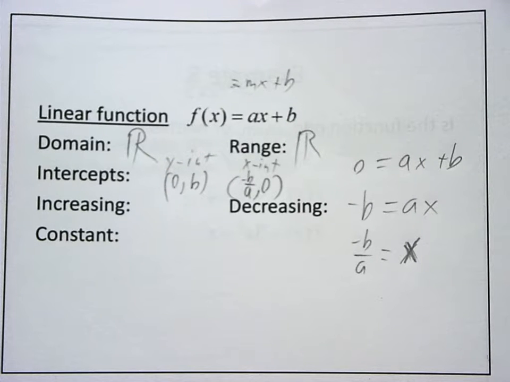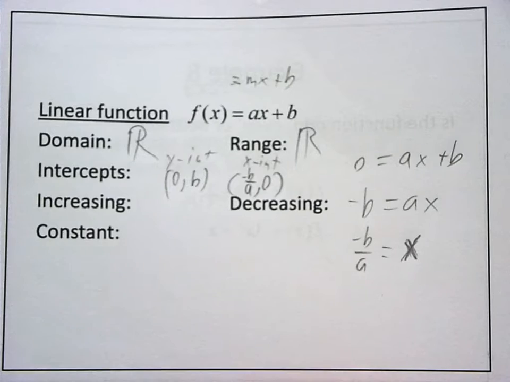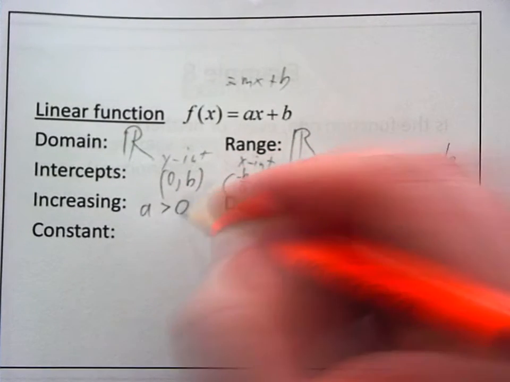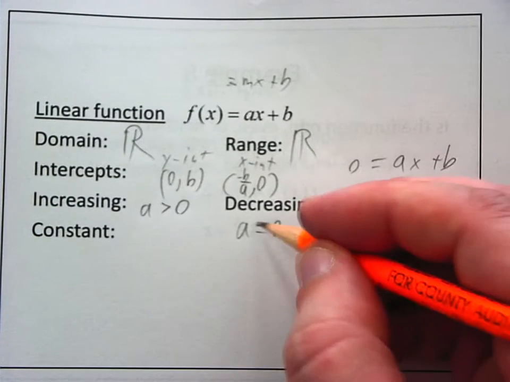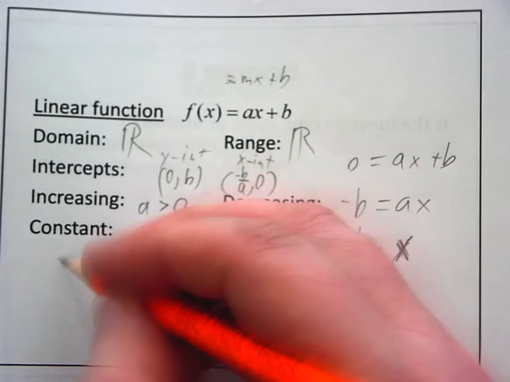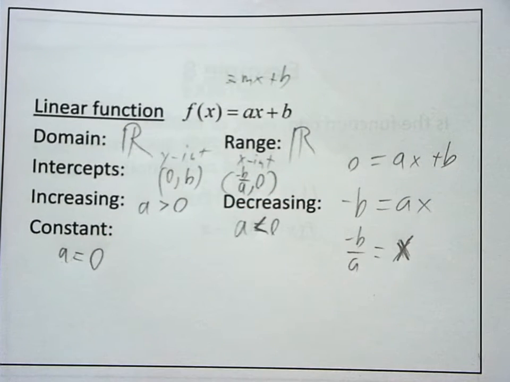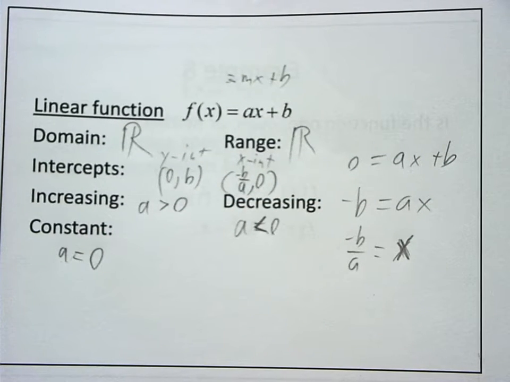How would you know just from looking at the function that this graph is increasing? If slope is positive. So in other words, what letter here is your slope? a. So if a is greater than 0. When would you know it's decreasing? a less than 0. When would you know it's constant? a is equal to 0. Not too bad. Okay?